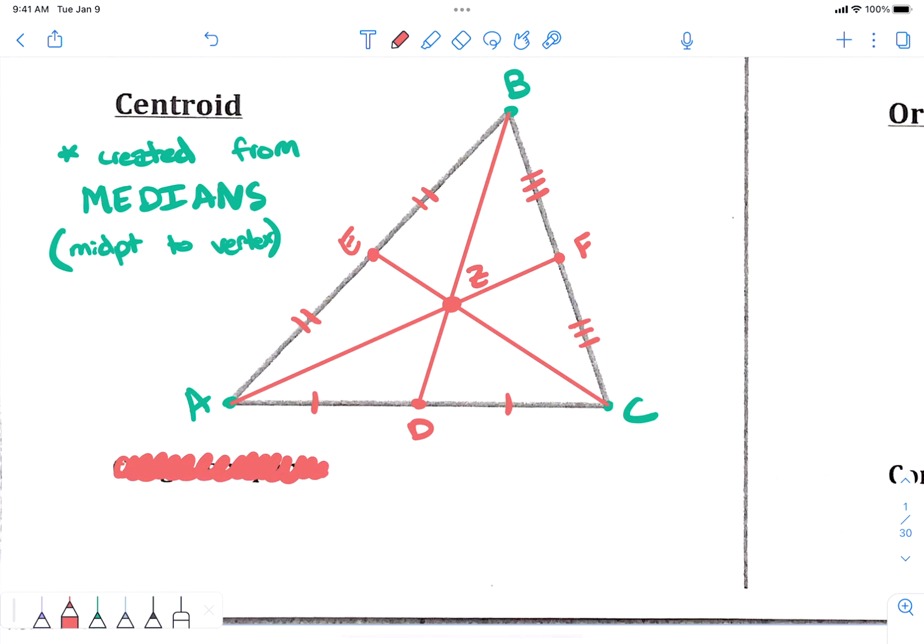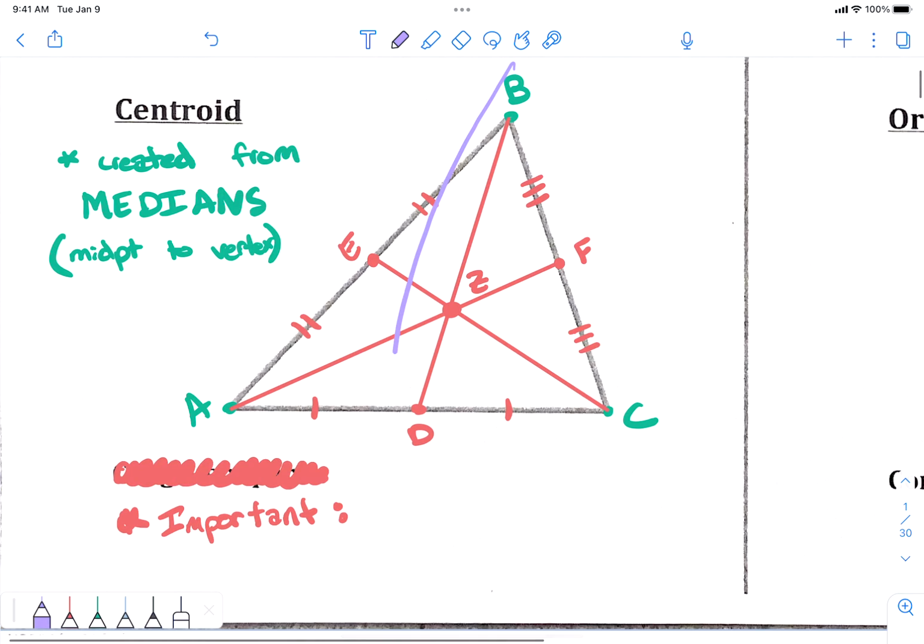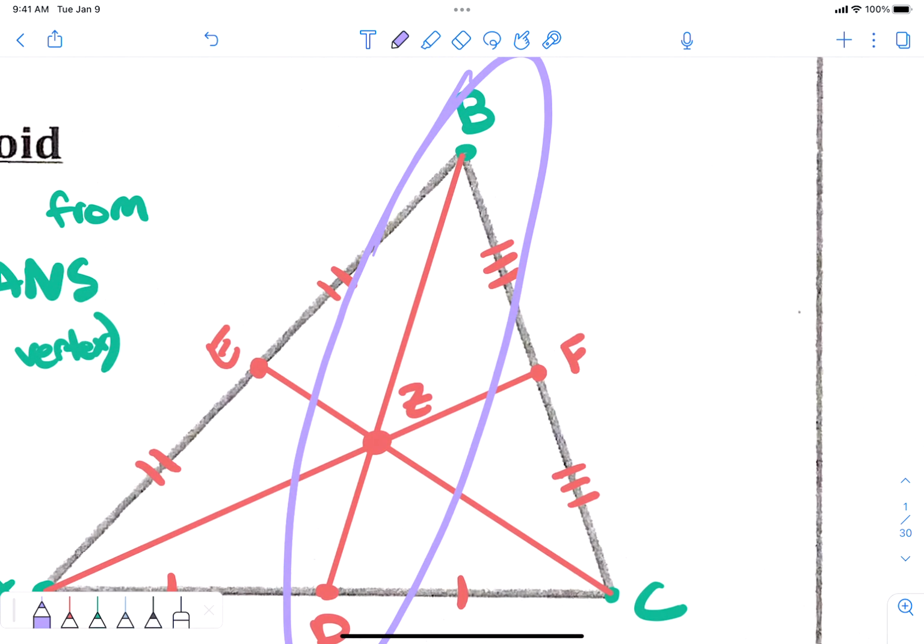I'm going to cross that out, but I'm going to put important facts. An important thing about him is this. This is kind of fun. I like this. Are you ready? Blink and you miss it. Okay, are you watching? All right, this guy is a median right here. You see the median I just circled? Okay, now this is the little trick to the centroid.